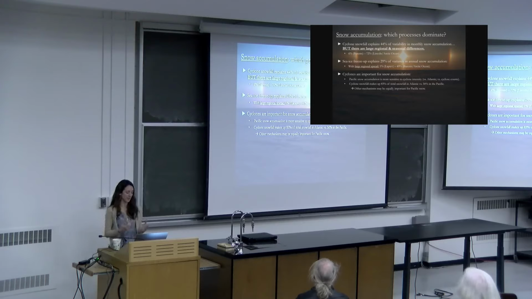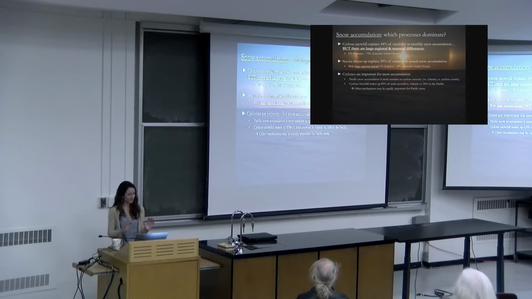We found that cyclones are indeed important for snow accumulation on sea ice, but we also found some nuanced results from this. The Pacific was more sensitive to how strong or weak the cyclones were. Cyclone snowfall made up a much larger proportion of the snowfall in the Atlantic region than the Pacific. So this makes me think that there's a lot more work to be done in understanding what's happening in the Pacific, because the interactions between the atmosphere and snow cover there seem quite different from the North Atlantic.